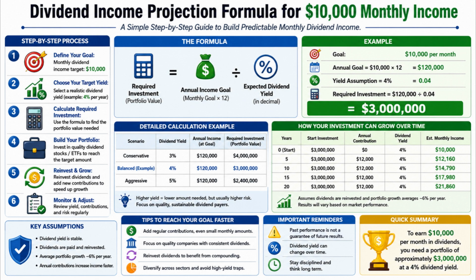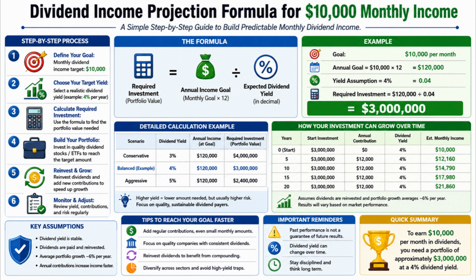Therefore, a higher yield can reduce the required investment amount, but it usually comes with higher risk. Because of this, investors should avoid chasing high dividend yields without checking the quality of the company or fund. A very high yield may look attractive, but it can sometimes be a sign of financial stress, unstable earnings, or a dividend that may not be sustainable. So, it is better to focus on strong companies with reliable cash flow, consistent dividend history, and sustainable payout levels.